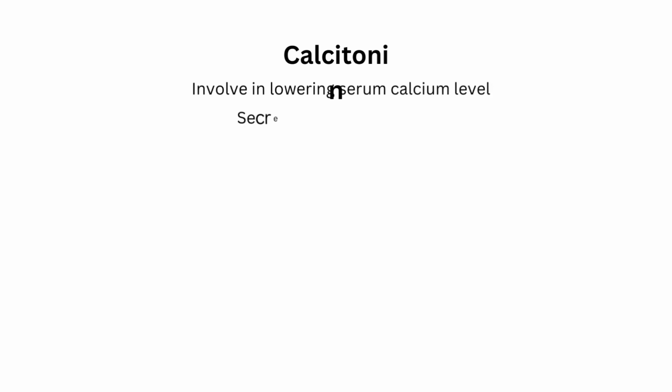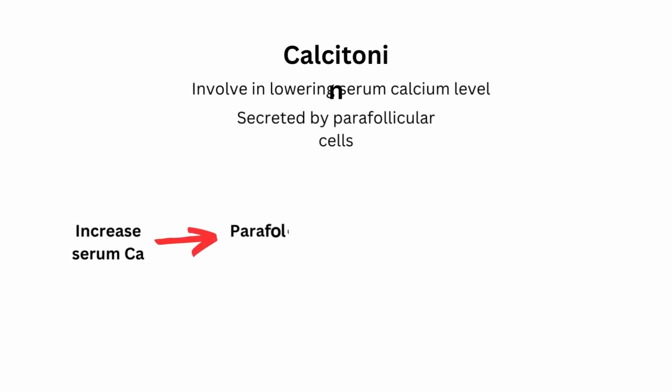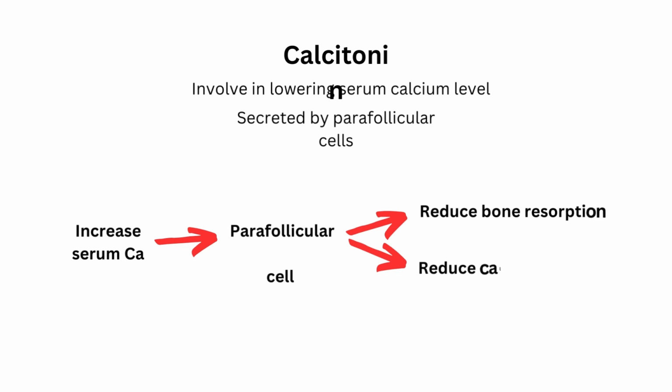Calcitonin is responsible for the decrease in serum calcium level. It is secreted by parafollicular C cells. When there is increased serum calcium level, it stimulates the receptors on parafollicular C cells. Calcitonin reduces bone resorption and reduces the serum calcium level. Calcitonin also acts on distal convoluted tubules and reduces calcium and phosphate reabsorption.